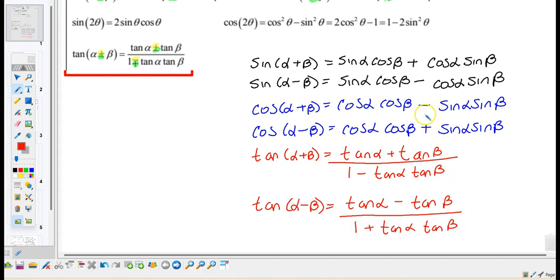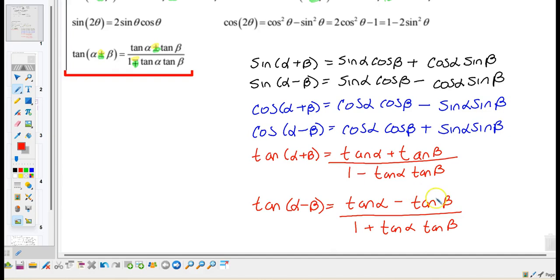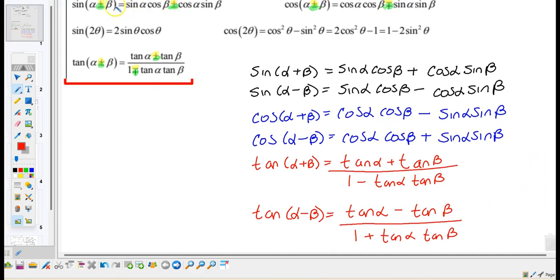You don't have to memorize any of these identities. All 6 are given to you on your formula sheet. What you do have to know how to do is read the plus or minus notation and how to match that up on the right-hand side.